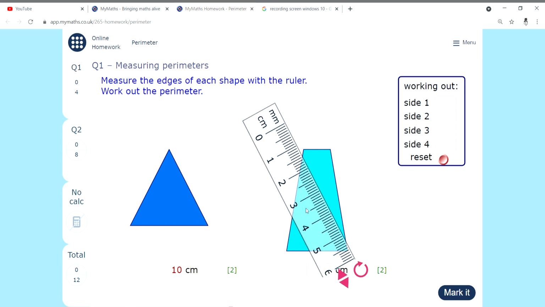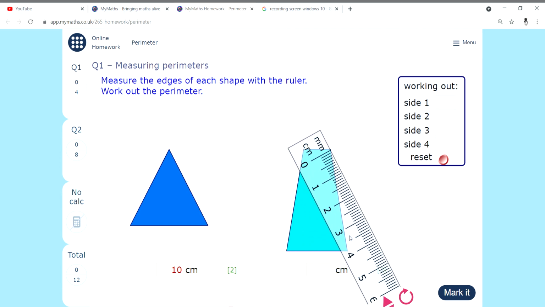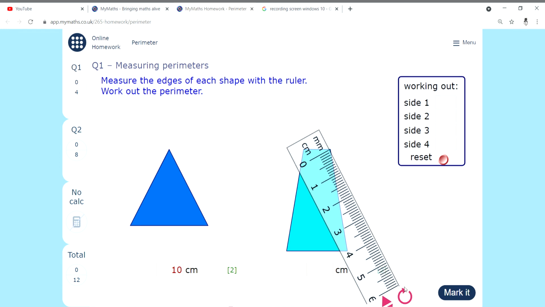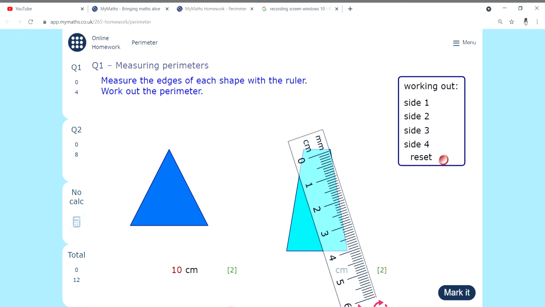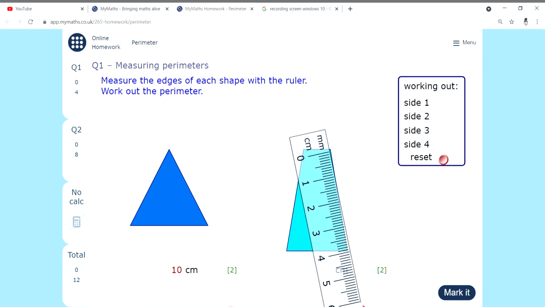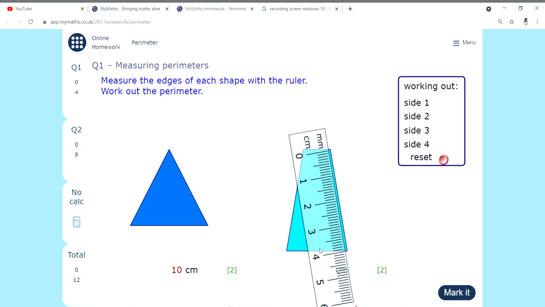In this shape, let's do the same thing. We start here, rotate the ruler around. It seems to be struggling to rotate here. So it's about there to be parallel, and then move it so that it is in line with the starting point. It's in line with the starting point there, and that looks to me like it's going to be 4 centimetres long.